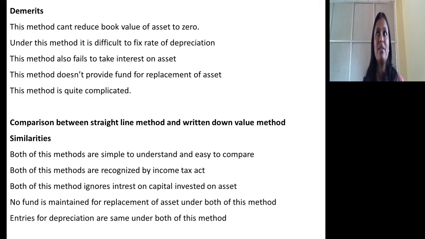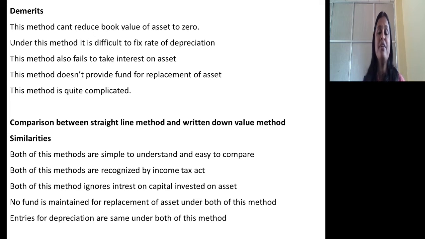What are the demerits of this method? We know that under this method, the asset will never reduce to zero. This method is comparatively difficult when compared with the original cost method because fixing the rate of depreciation is not that easy. Just like the original cost method, this method fails to take into account interest on the amount invested in the asset.